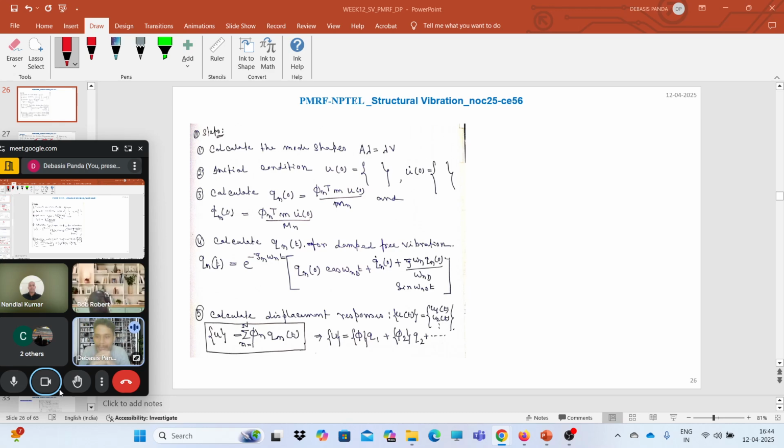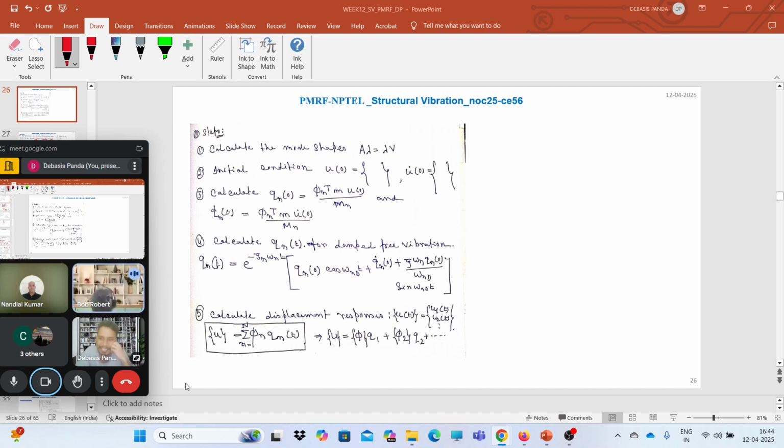Bob is a senior structural engineer, and Nandalal is also working with ISRO, on some projects you told. Yeah, sure. Hi Bob, how are you? Very fine, very fine.